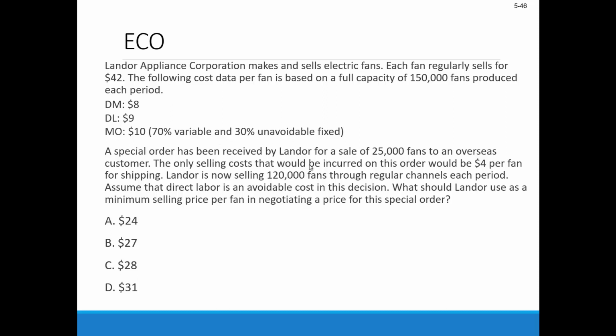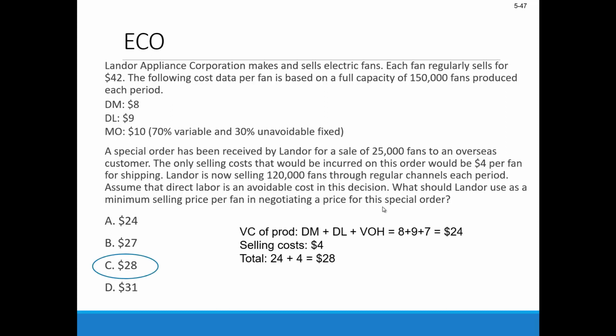A special order has been received for 25,000 fans from some kind of overseas customer. The only selling cost that would be incurred would be $4 per fan for shipping. So Lander's now selling 120,000 fans through regular channels, so we've got some excess capacity. Assume direct labor is an avoidable cost in this decision. What should Lander use as a minimum selling price per fan in negotiating a price for this special order? Give that a pause and a quick try here, and then come back for the solution.